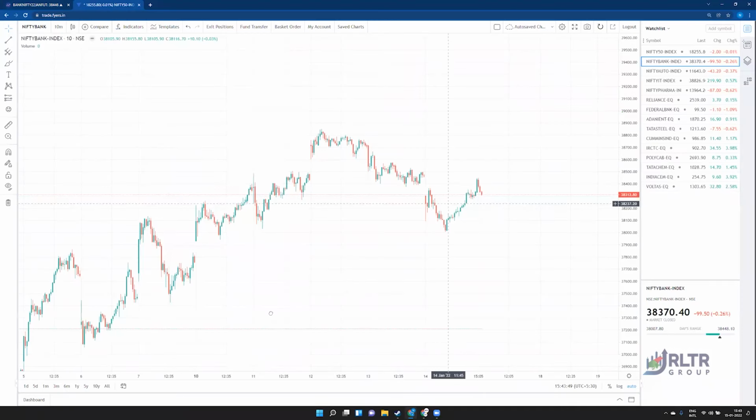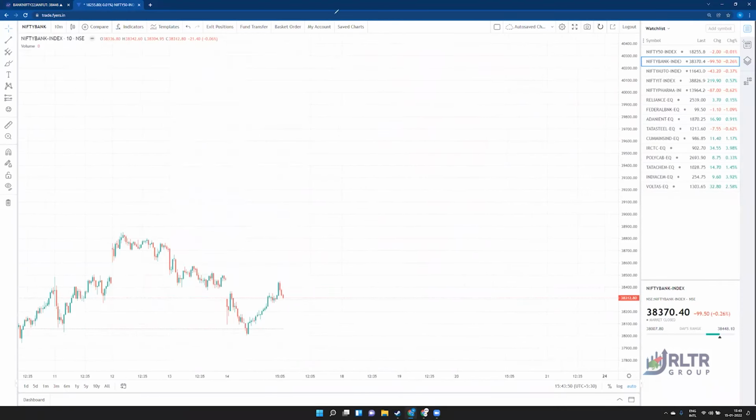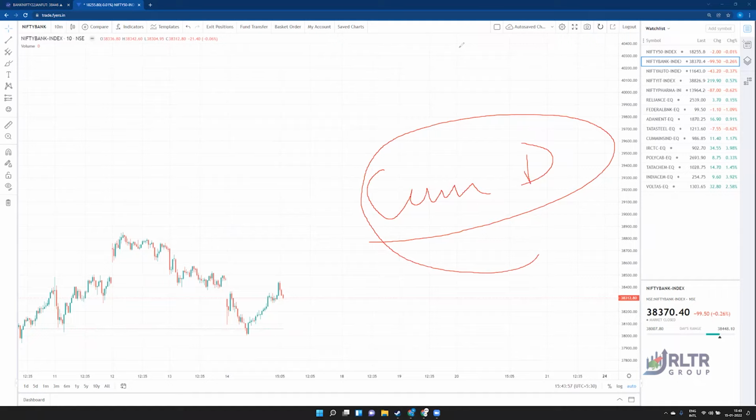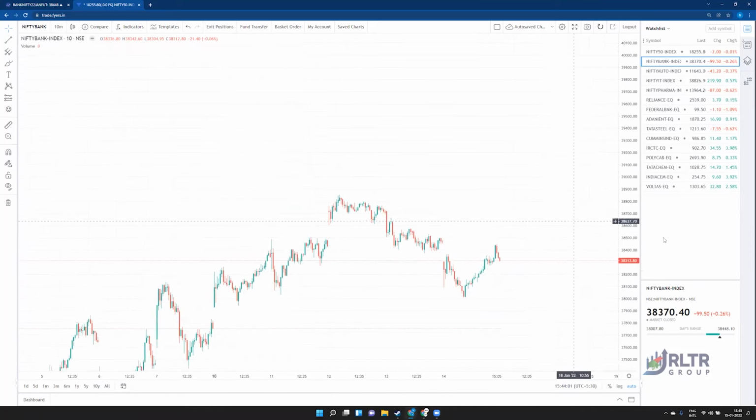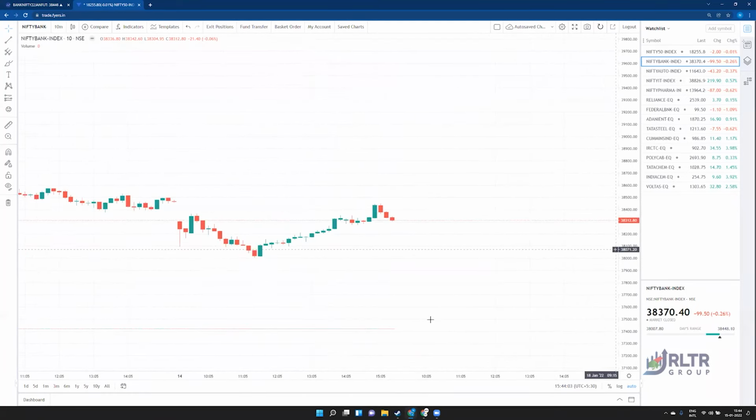Now, before that, you need to understand two things. So those things are, one is called a cumulative delta. So I'll call it CD. So a cumulative delta is something where on a particular candle, let's say for example, this particular candle that has been formed, what are the net buyers?